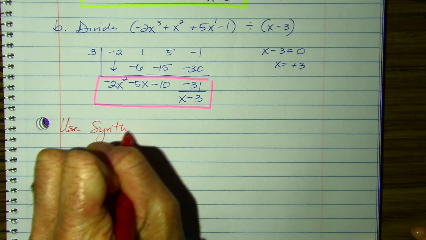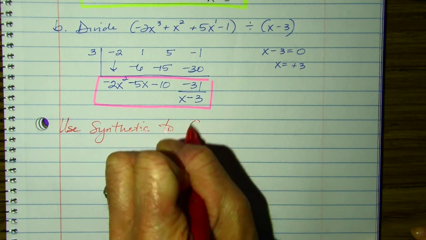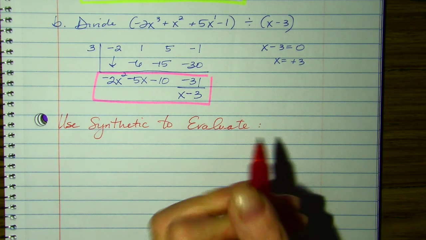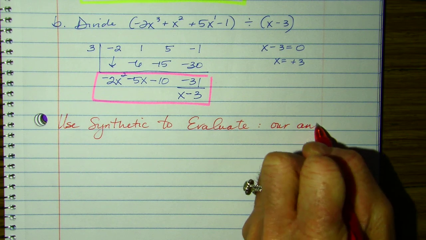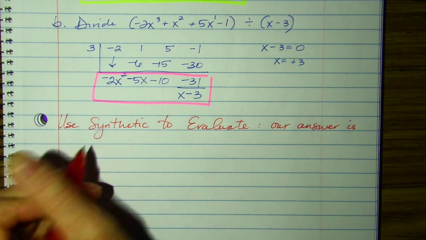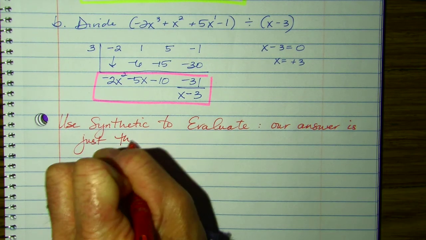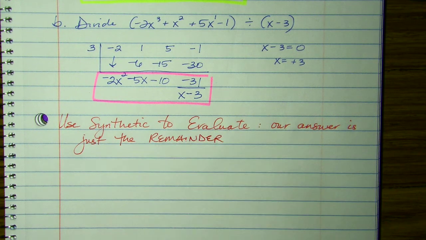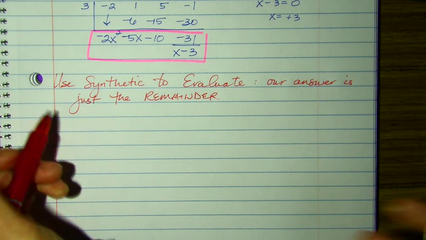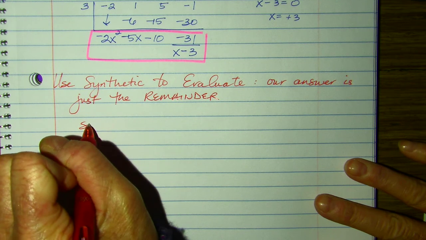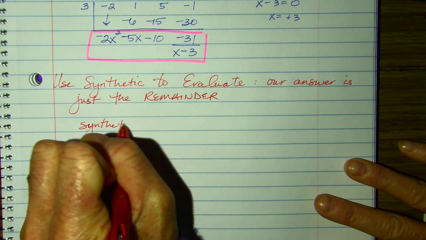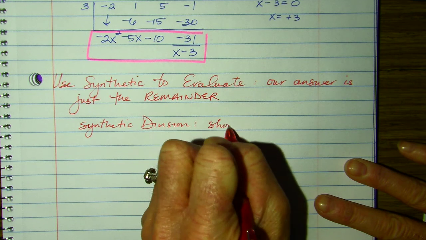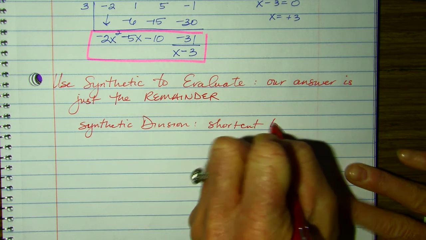All right, now we're going to continue using synthetic, but we're going to go over how to use synthetic to evaluate. So when we use synthetic to evaluate, our answer is just the remainder. Okay, so synthetic is also a shortcut to substitution.